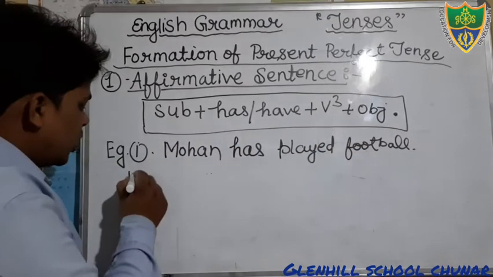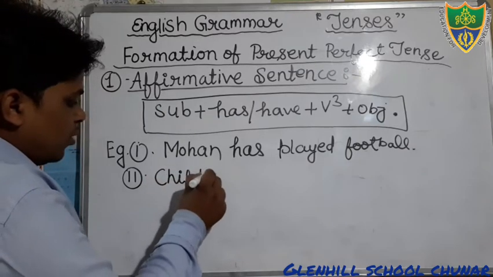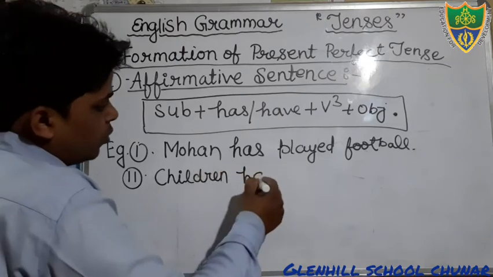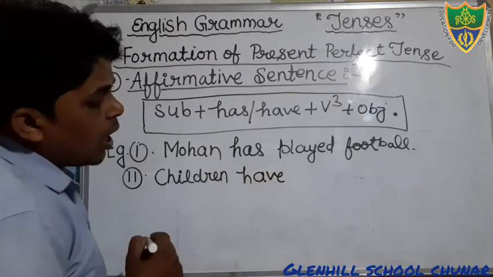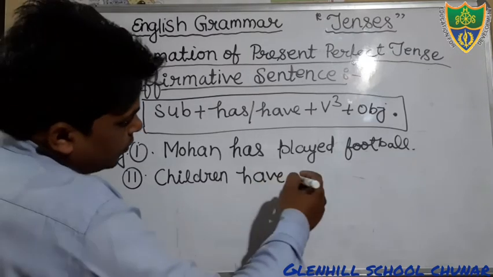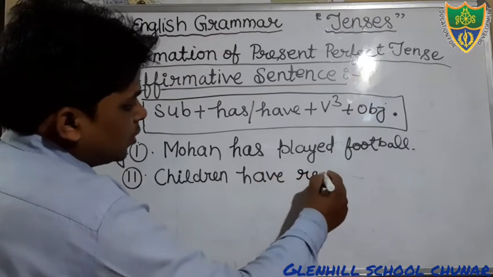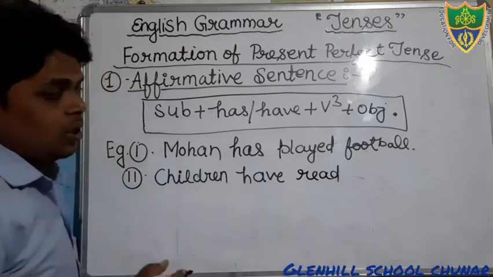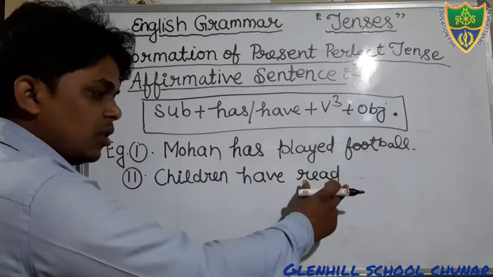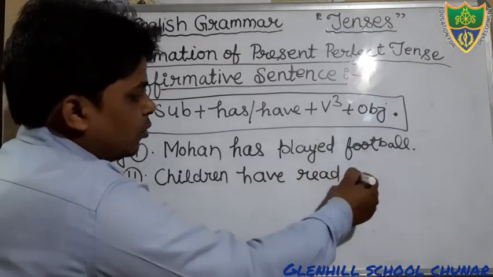You can see one more sentence. We can see just here, children. Children is plural, therefore we will use the helping verb have. Children have. Just see students, read. Read is the third form; the third form of the verb read is the same, that is read. You can see, children have read a book.